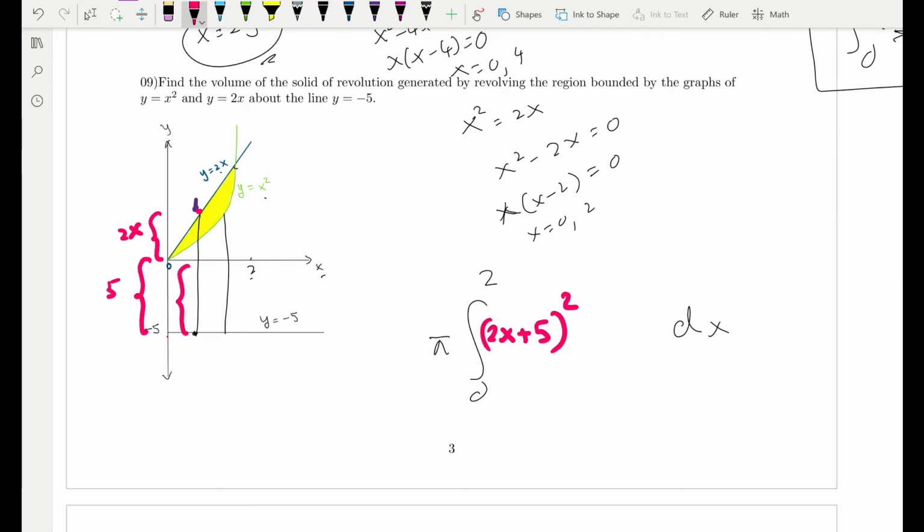Now what's the length of this line? Well, the bottom part is 5, the top part is x square, from the x-axis to the curve. So you add both of them up. So it's (x square plus 5) square.